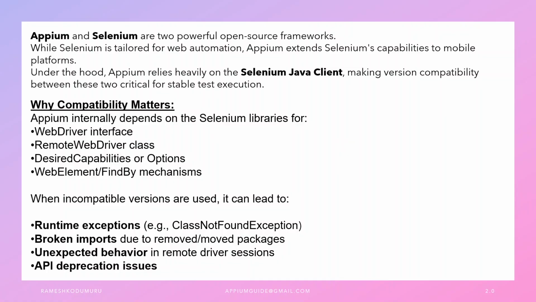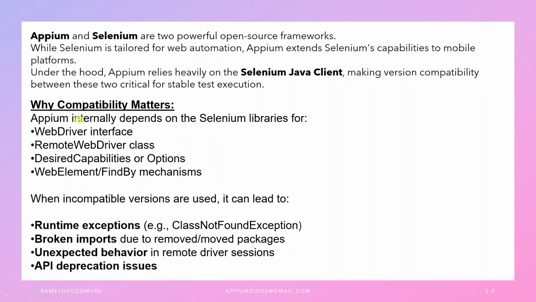First of all, the introduction. Appium and Selenium are the most powerful open source frameworks. Selenium is for web automation, whereas Appium is for mobile automation, and Appium relies heavily on the Selenium Java client. Making version compatibility between these two is very crucial for stable test execution. That's why I told you this video is very important. We need to understand this compatibility matrix.